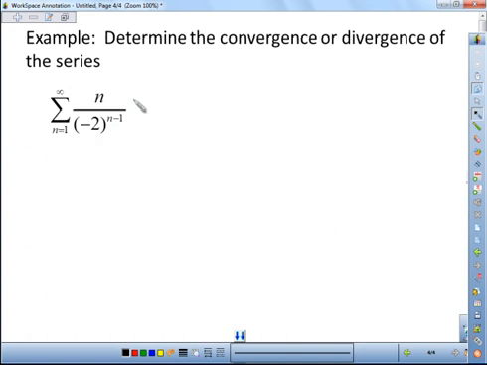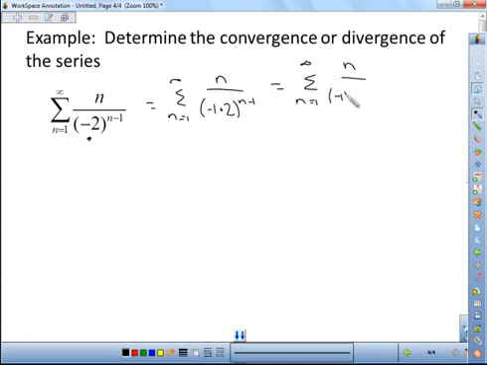Okay, so for this one, first we're going to change it. Notice that this is my alternating. So I'm going to rewrite this just so you guys can see. We're going to rewrite this as -1 times 2. So using rules of exponents, we're going to have -1 to the n minus 1 times 2 to the n minus 1. So there's my alternating series.